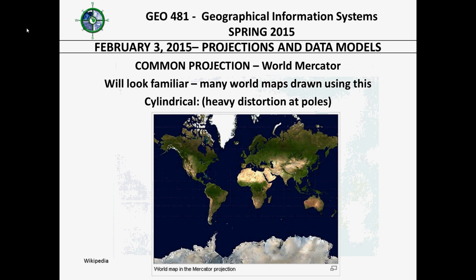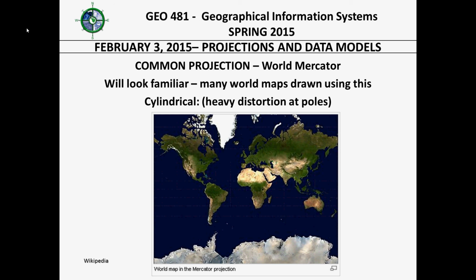We continued with the projection discussion. This world Mercator is a common projection. It's cylindrical, so there's heavy distortion at the poles. Think of the picture with the globe with the cylinder around it. The poles are the furthest away from the cylinder, so they're the most distorted. So the world Mercator is what makes polar features look huge. For example, here Antarctica looks like it's as big as the whole rest of the landmass, and that's obviously not the case. Greenland looks the size of South America, and that's not the case.